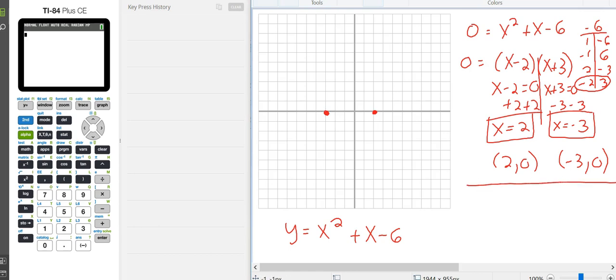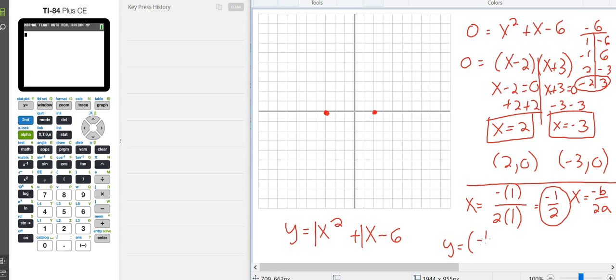Now let's find the vertex. Whenever we're finding the vertex, the x-coordinate of the vertex is x is equal to -b over 2a. b in this case is +1, so we have -1 over 2 times a, which in this case is also +1. So the x-coordinate of our vertex is -1 over 2. Now to find the y-coordinate of the vertex, we're going to plug in this x value. y is equal to (-1 over 2) squared plus -1 over 2 minus 6.